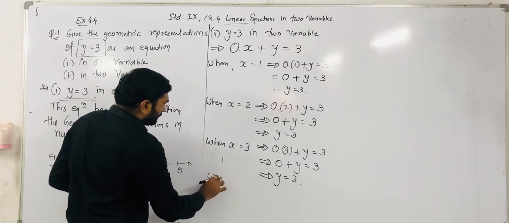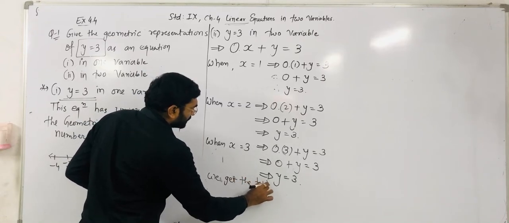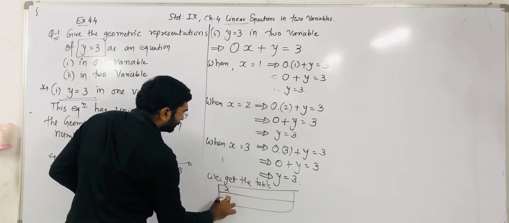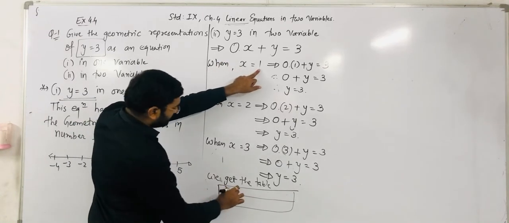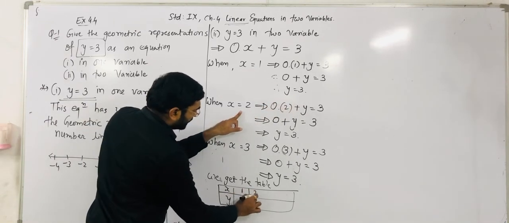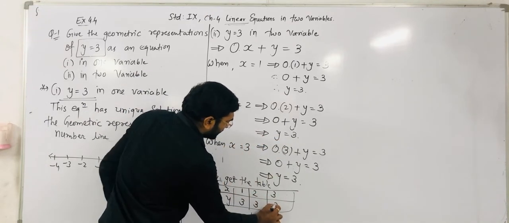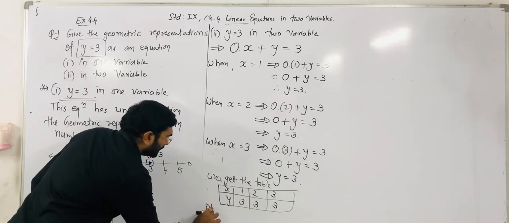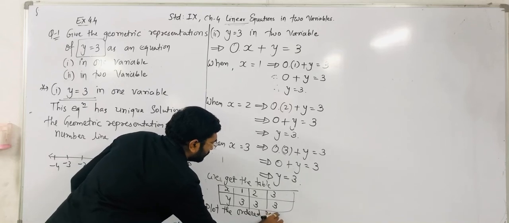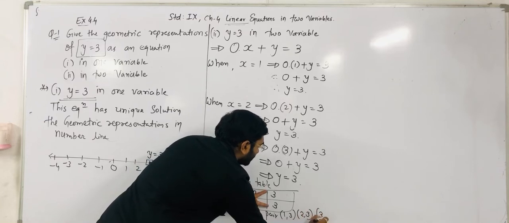So we get the following table, in which we represent the x coordinate and the y coordinate. When x value is 1, y value is 3. When x value is 2, y value is 3. When x value is 3, y value is 3. So we plot the ordered pairs. Which pairs? One by one: first is 1, 3, second is 2, 3, third is 3, 3.